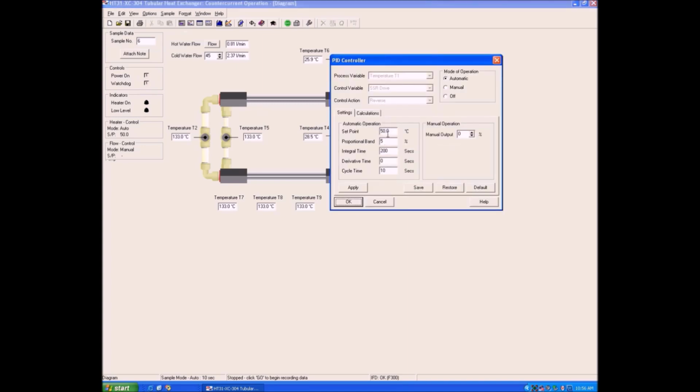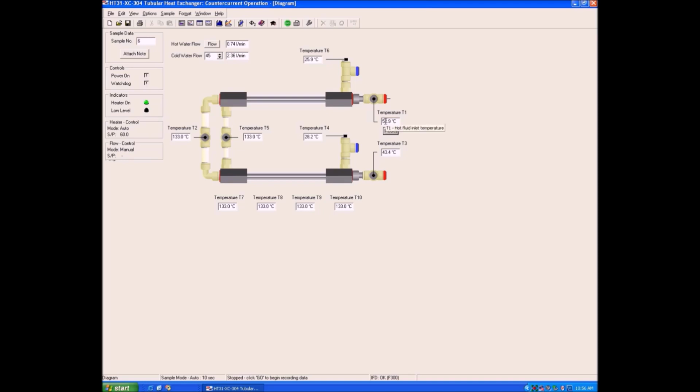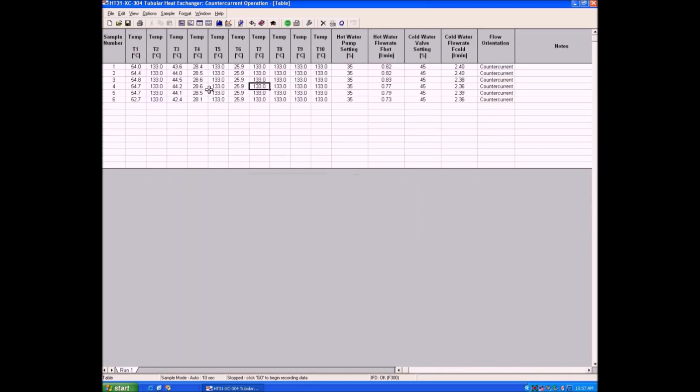So change the setting here. Now we will set this to 60 degrees centigrade automatic. The water will be heated up to 60 degrees centigrade and the heater will be off. Now this temperature will rise to near about 60. We can click on go. Just wait for a moment so that we can collect another 5 samples and then click on the stop. Click on view diagram, view table and see whether the samples are collected or not.